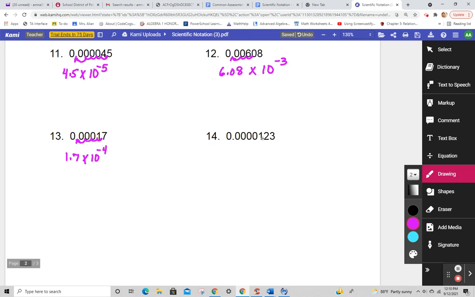We need the decimal to be right here, 1.23 times 10 to the, since we put the decimal point here, but it's originally here, we have to move back 1, 2, 3, 4, 5 to the left. So it'll be -5.